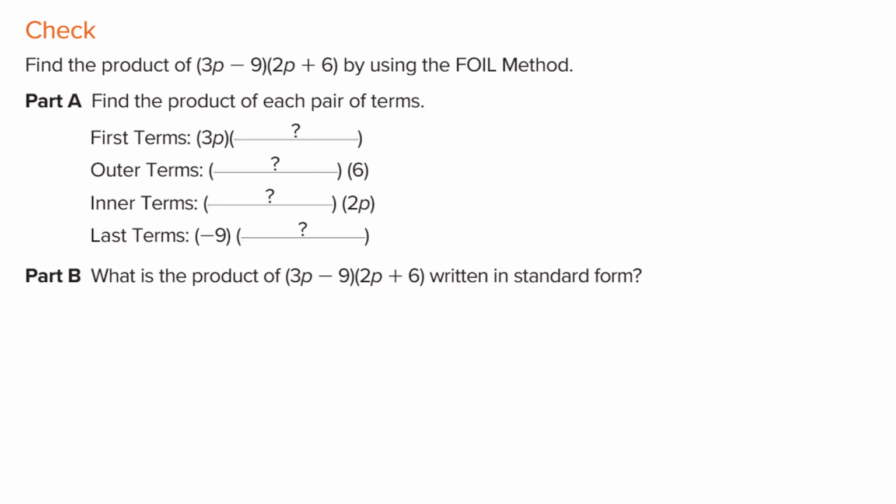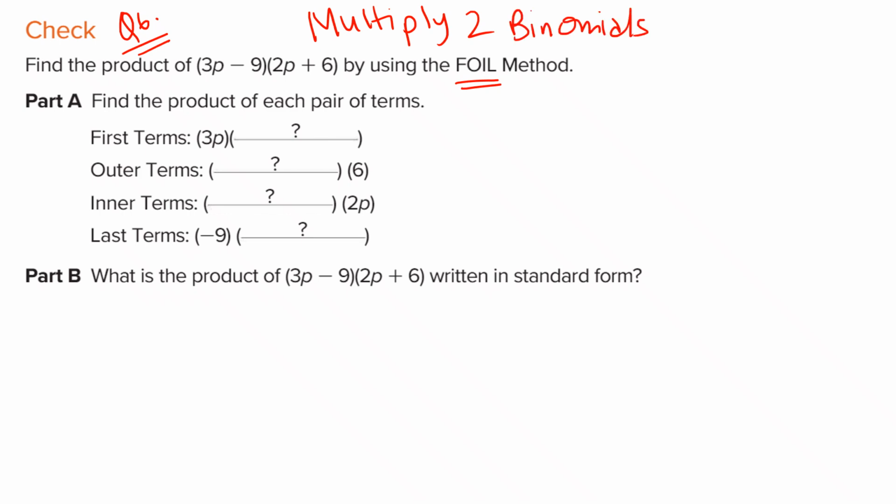Moving on, let's do the last question for today, which is selected from the topic of FOIL method. This method is definitely used to multiply two binomials as you see in the question. So the first binomial is given to be 3p minus 9. The second is given to be 2p minus 6.